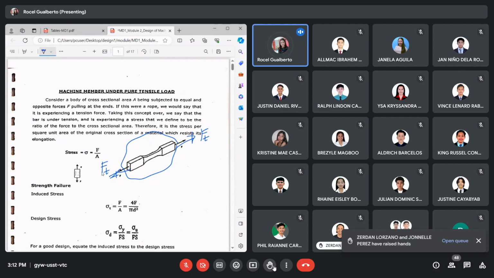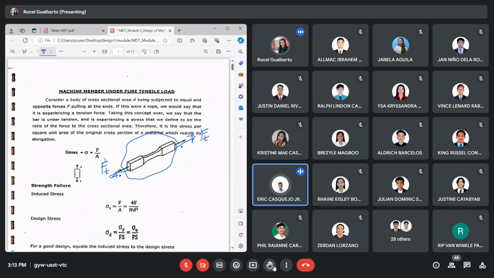Hello? Yes po. Eric? Mag-elongate po yung material. Okay, so there would be corresponding deformation. Specifically, it would have its elongation. Pertaining to the original length, mag-i-increase po yung kanyang final length. And at the same time, you notice this one, nagkakaroon din po siya ng narrowing of the cross-sectional area. So lumiliit naman yung cross-sectional area niya.